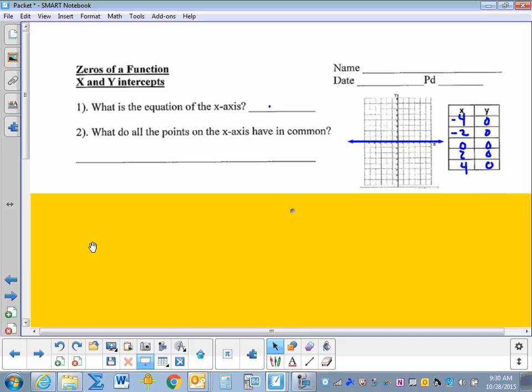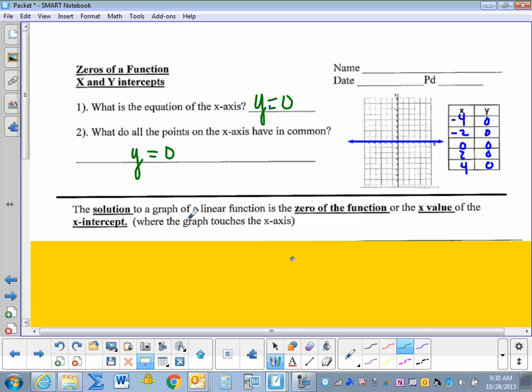Zeros of a function, x and y intercepts. What is the equation of the x-axis? What is the equation of this line? Y equals 0. What do all the points on the x-axis have in common? Y is equal to 0. All the y's are equal to 0.